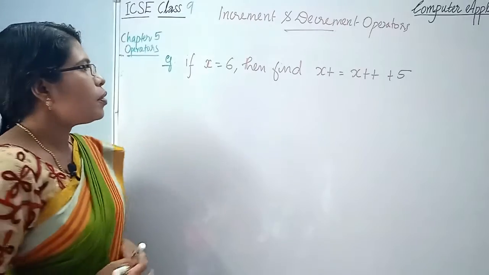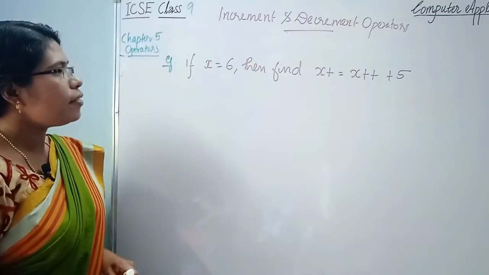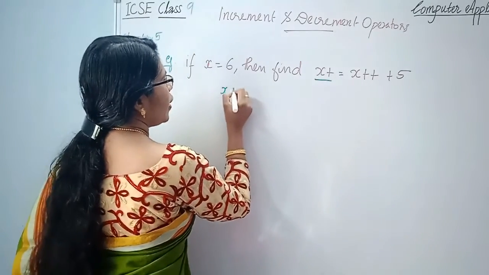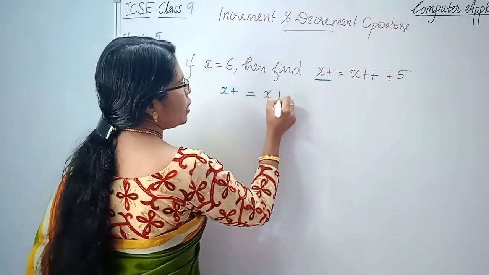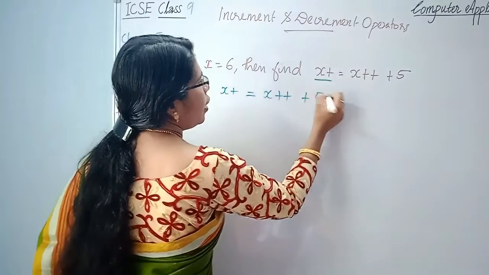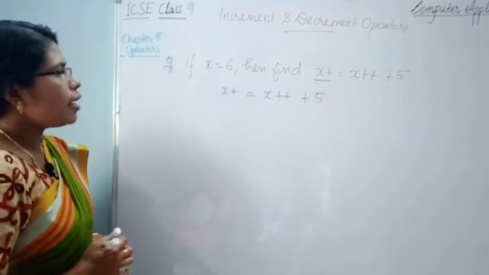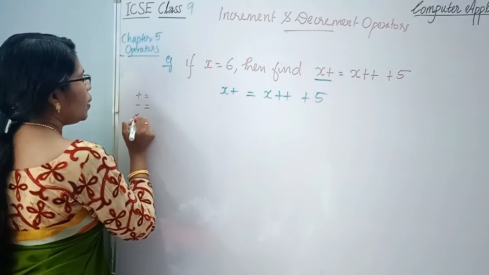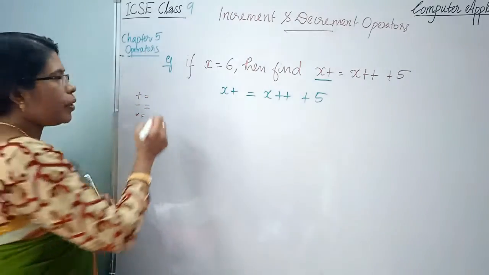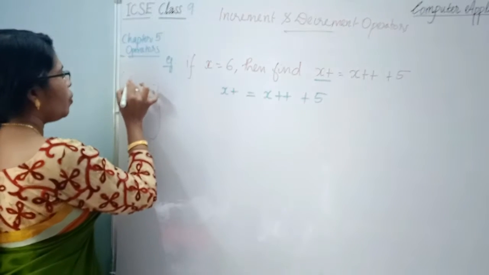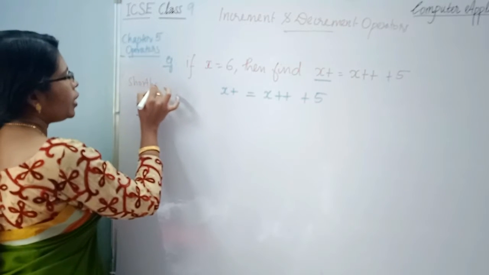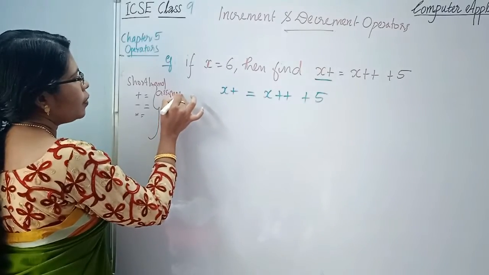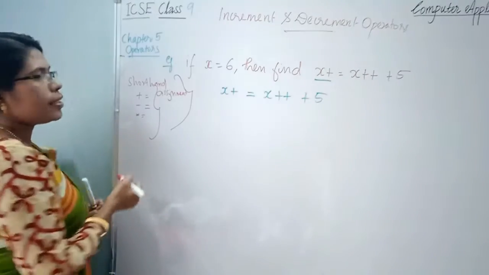Okay, this is another type of question. If x equal to 6, then find x plus equal to x plus plus plus 5. You should remember this type of operator like plus equal to, minus equal to, multiplication equal to. These types of operators are known as shorthand assignment operators.